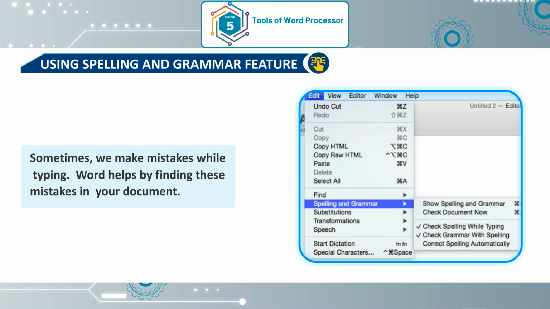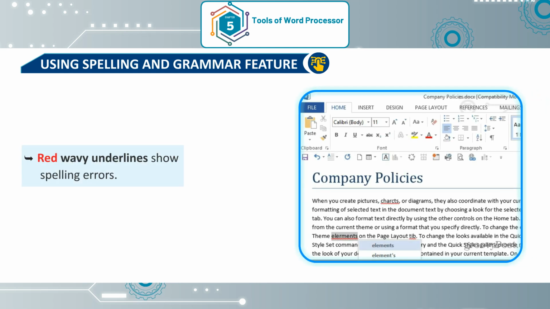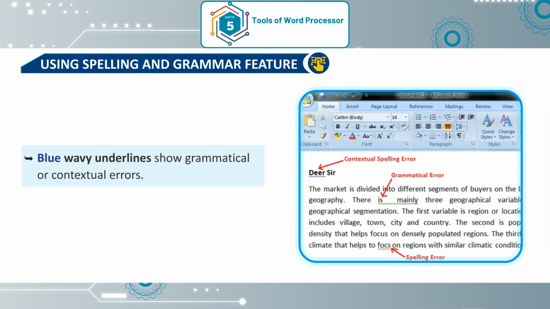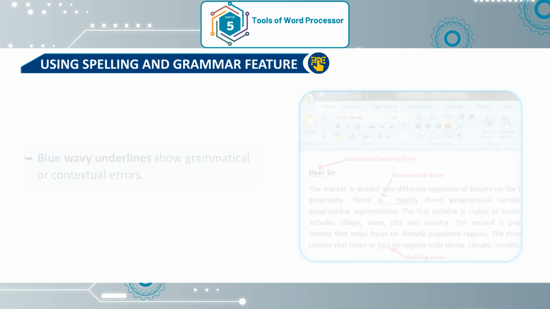Using spelling and grammar feature. Sometimes we make mistakes while typing. Word helps by finding these mistakes in your document. Red wavy underlines show spelling errors. Blue wavy underlines show grammatical or contextual errors.